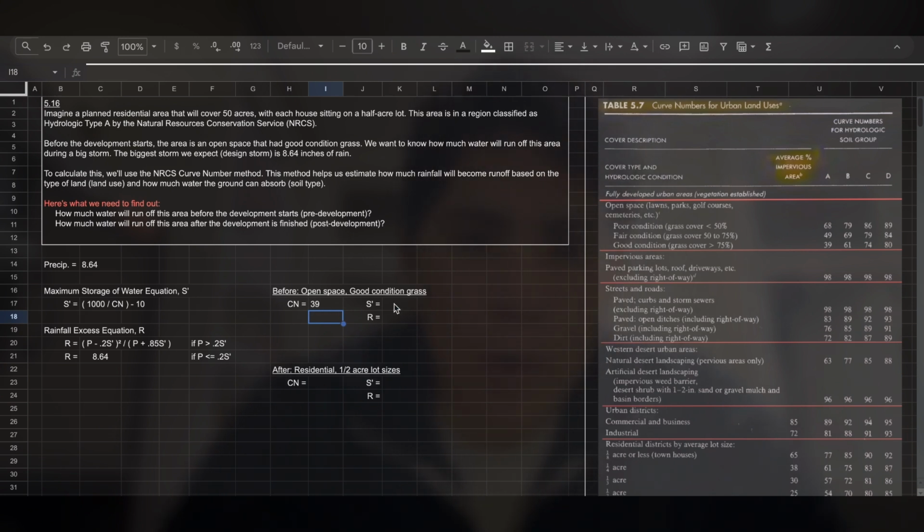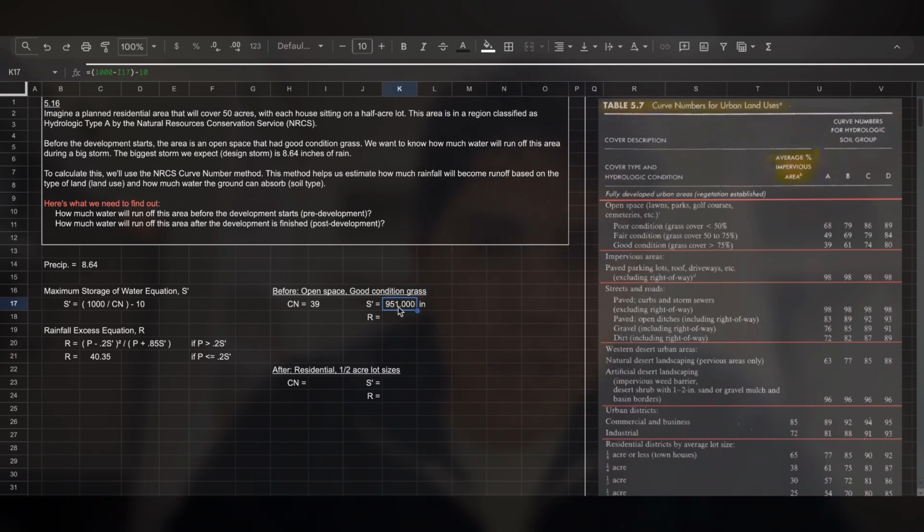Now, I have the equations here to solve for the maximum storage or saturated storage of our area and the runoff. So with our curve number, now we can solve for the maximum storage of water, which is going to be equal to 1,000 divided by the curve number 39, minus 10. I'm using this equation right here. We got our maximum storage 9.51, and I believe this should be inches.